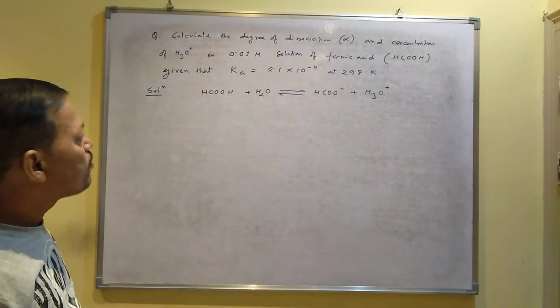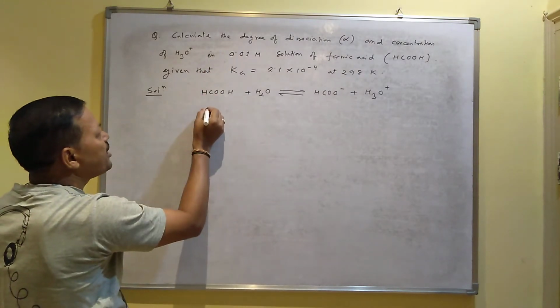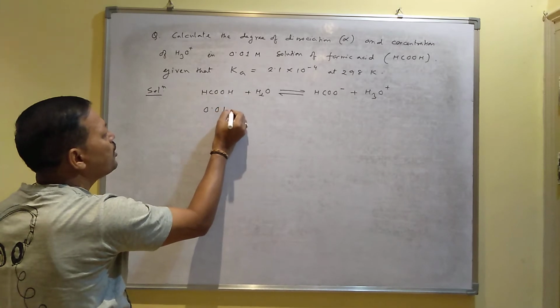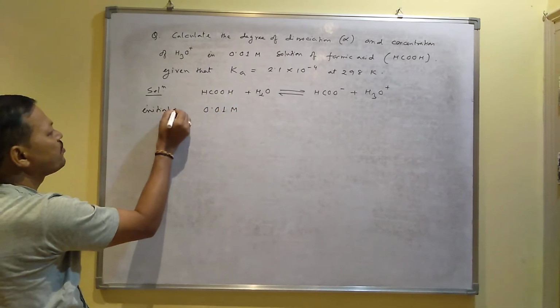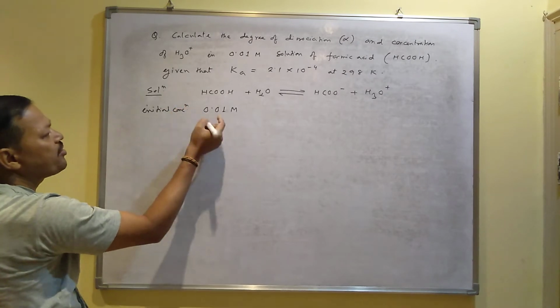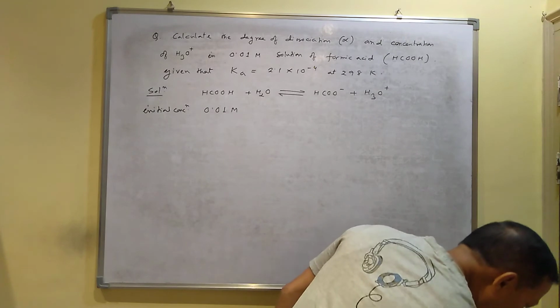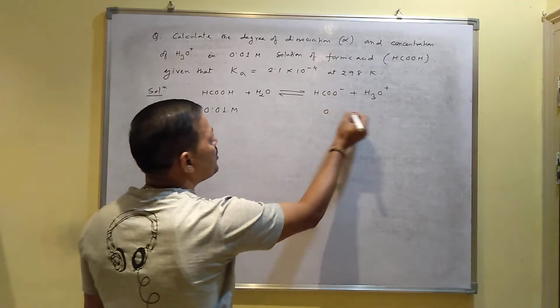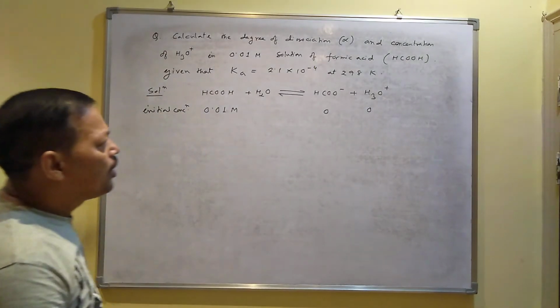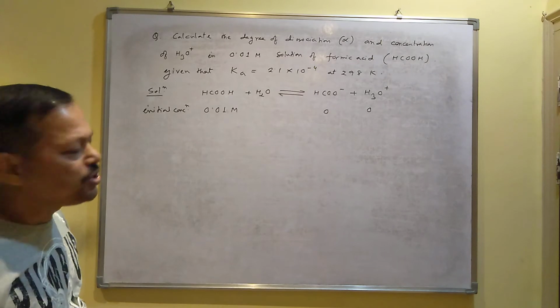Okay, now the initial concentration, what is given? This is 0.01 molar. This is the initial concentration, I mean the starting concentration of the acid. And initially there will be no product, because at time 0 you don't get any product, so they become 0, 0 like this. Now you have to find out the degree of dissociation.